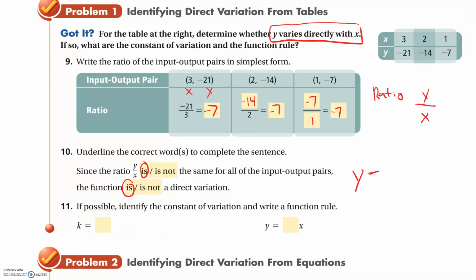Now, the constant of variation looks like this. You're given an equation that looks like y equals kx. The k is your constant of variation, and that's what it's called. As we compare that to a linear equation, it's the same as saying slope. So k in this case is negative 7, and our function rule is just negative 7x.